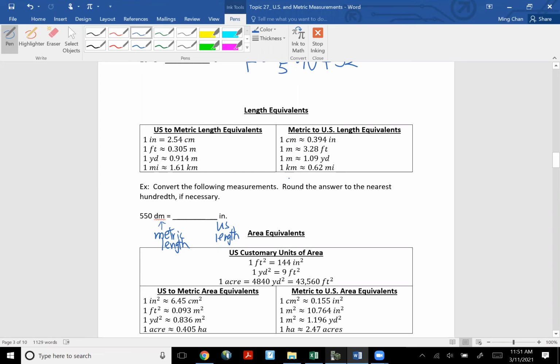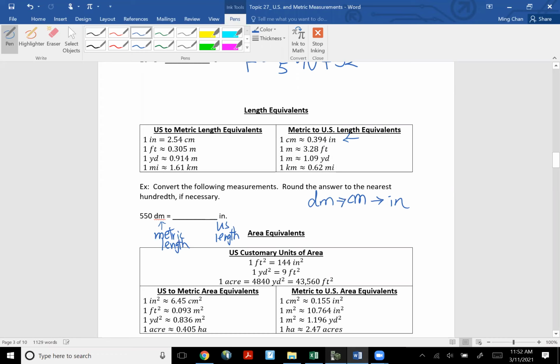Okay, so now we have a problem. If you don't have any decimeters, then how can you get your inches? Well, that's why you need to look around. If I want to end up in inches, this one right here tells me I can go from centimeter to inches. So I know I can go from centimeter to inches, but can I go from deci to centimeters?